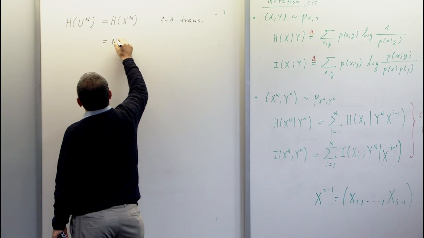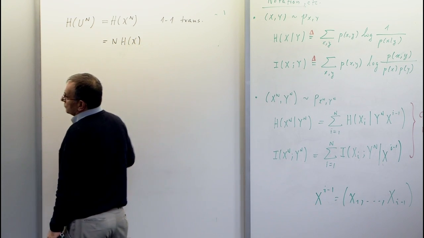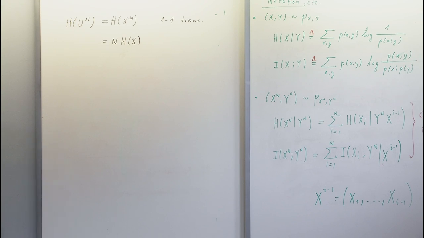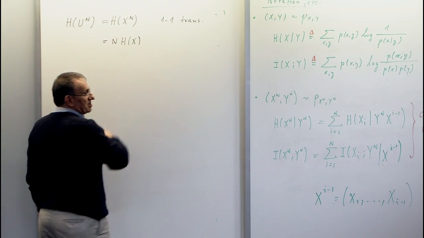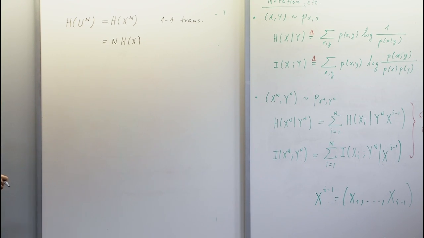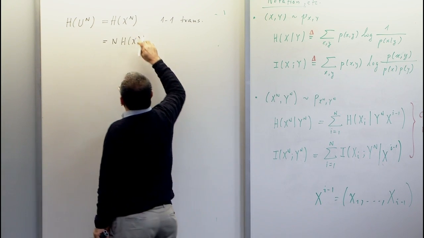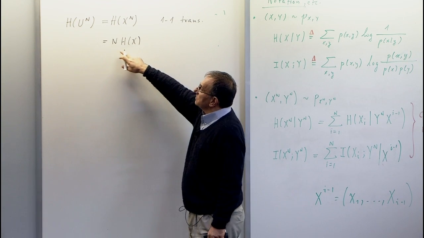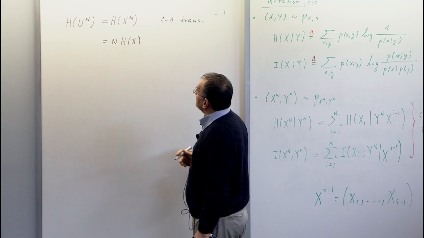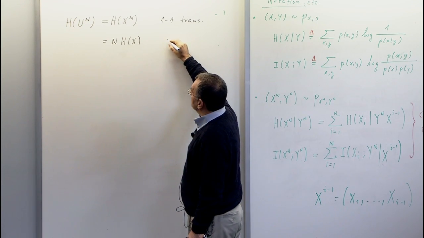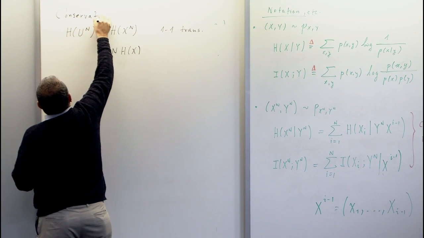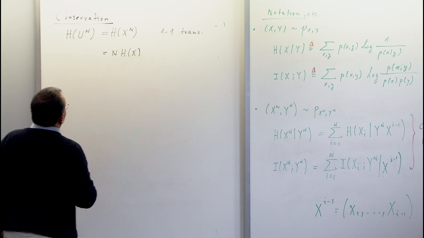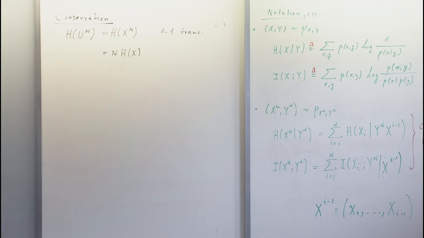Here we are assuming that we have a memoryless source, x1, x2, and they are all IID. Hence, the entropy in the joint ensemble is simply the sum of the entropies in the individual coordinates. Each coordinate is distributed the same way as x, hence the total entropy is n times H(x). So this is entropy conservation.